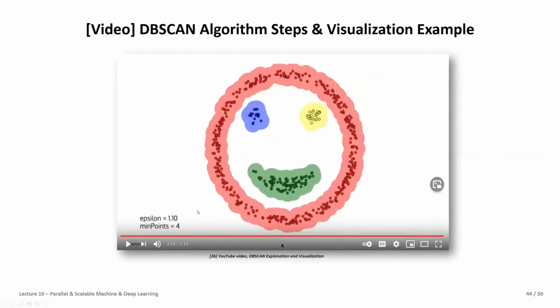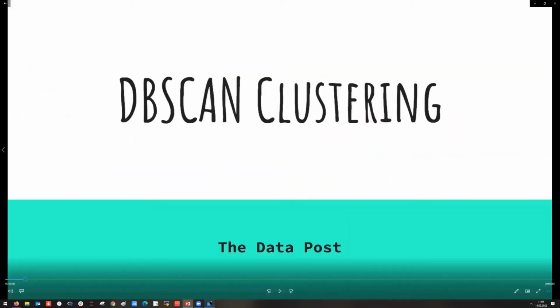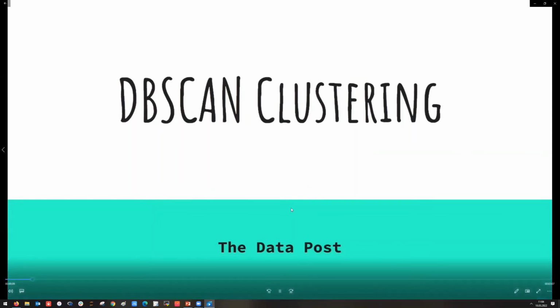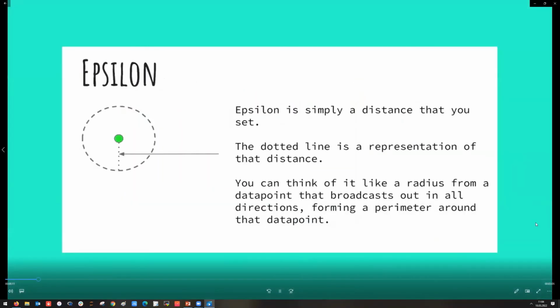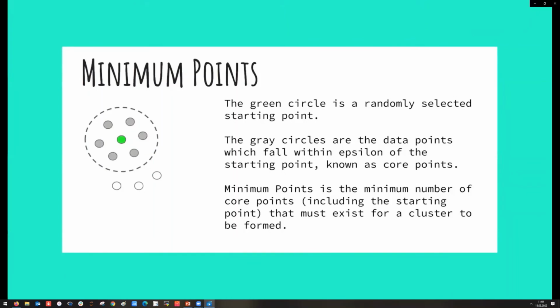Finally, to understand DBSCAN maybe better, I provide you with a small example here, where you essentially see how that works. It only relies on two parameters, epsilon and minimum points. Epsilon is a distance parameter. You can think of it like a radius from a given data point that broadcasts out in all directions, forming a perimeter around the data point.